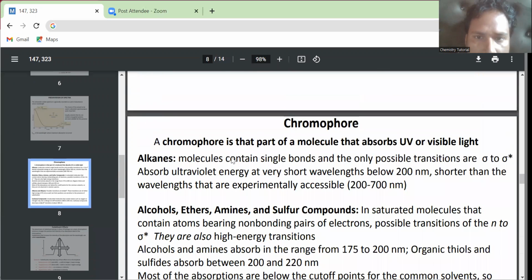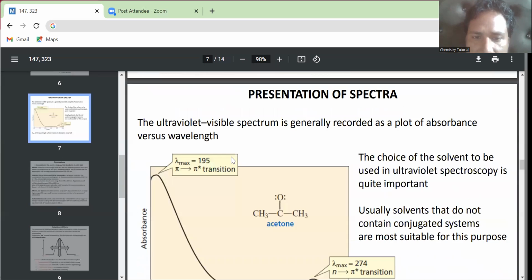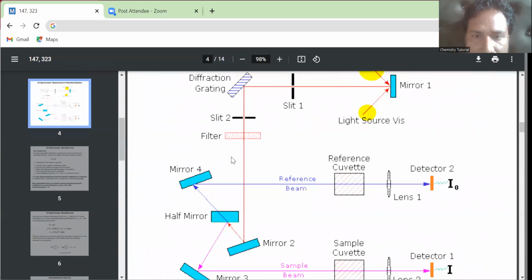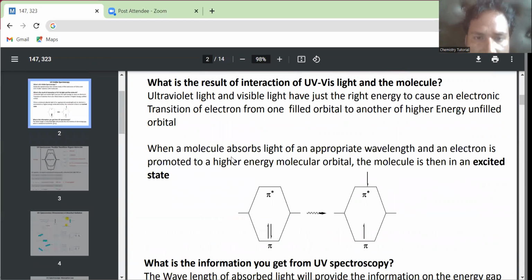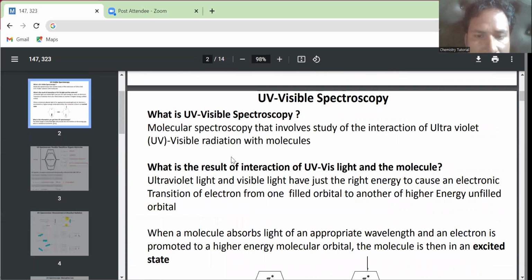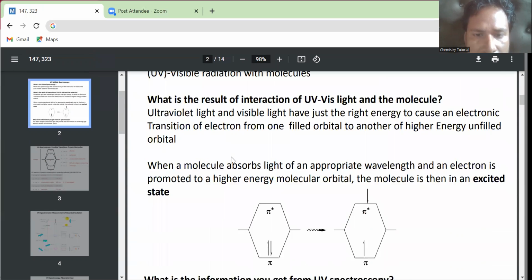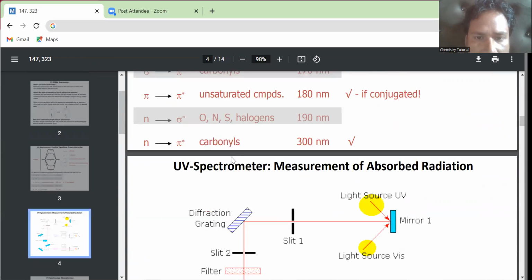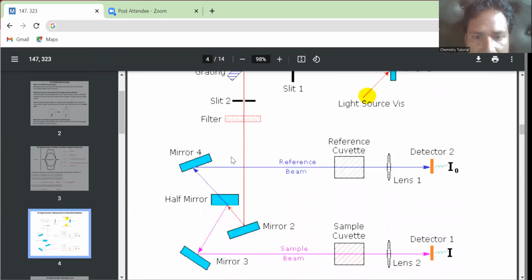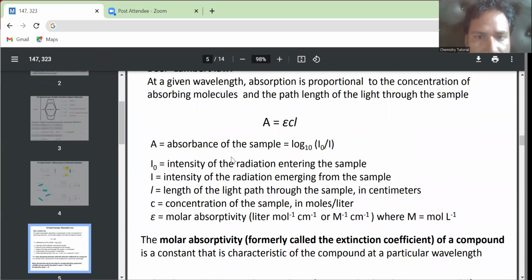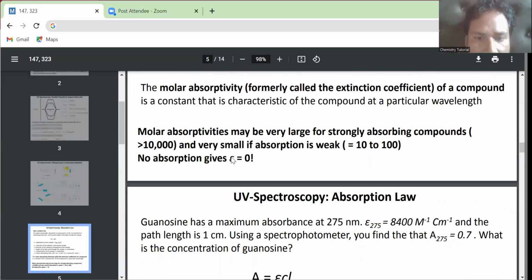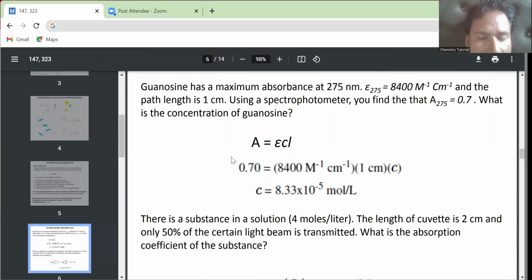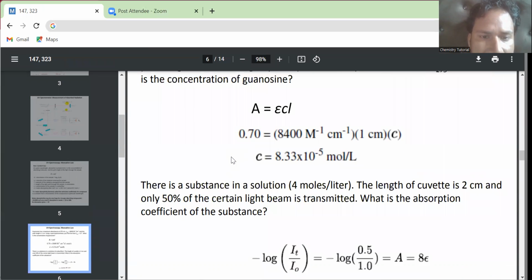In this lecture, we have described what UV spectroscopy is, the basics of UV spectroscopy, what occurs when UV-visible light interacts with molecules, and their molecular transitions, as well as the Beer-Lambert law and the UV-visible absorption law. So all the topics have been discussed carefully.